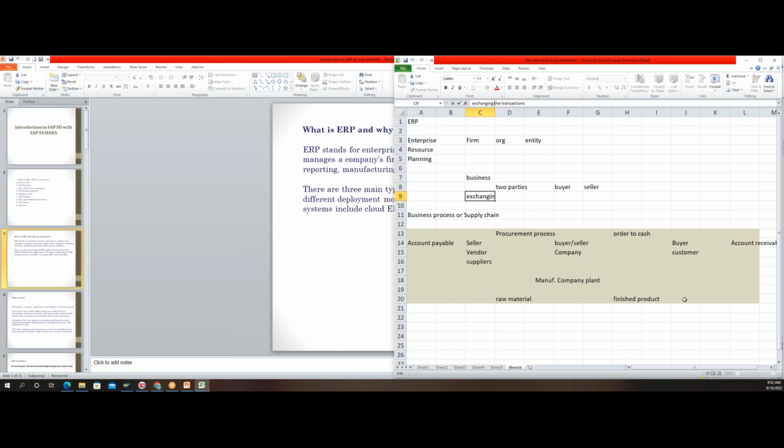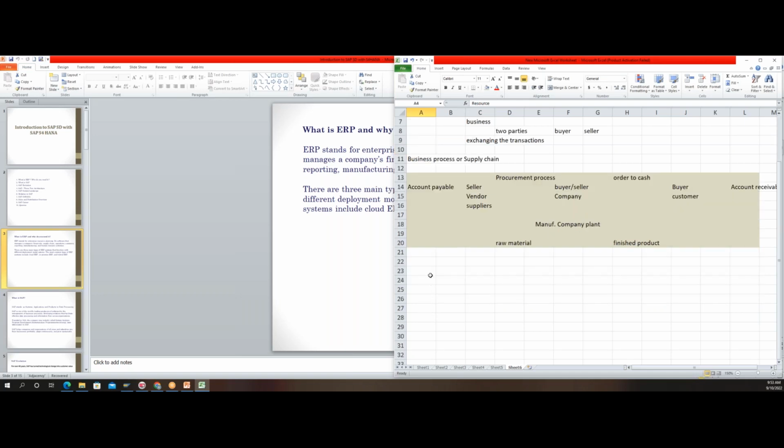So the business process and the supply chain happen inside the enterprise. If we understand the enterprise, it is a place where business is performed and where the transaction exchange happens. Now, inside this enterprise, the next thing we have is a resource. What do we call a resource in the enterprise?